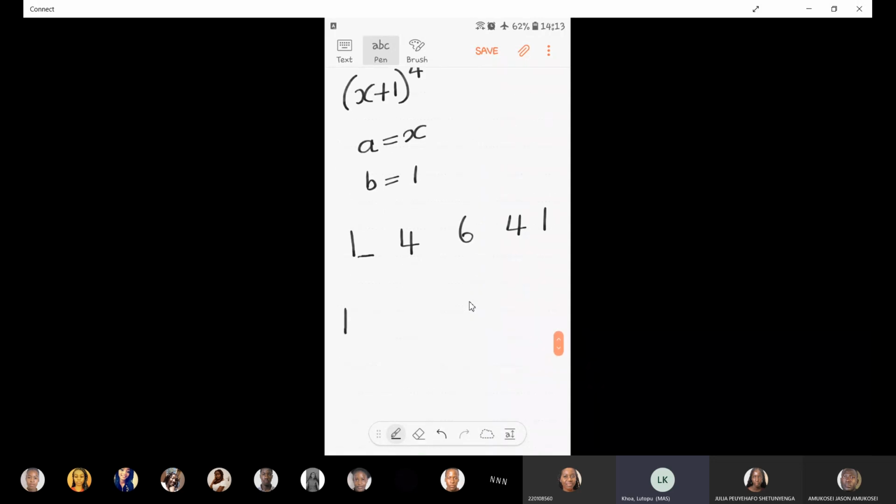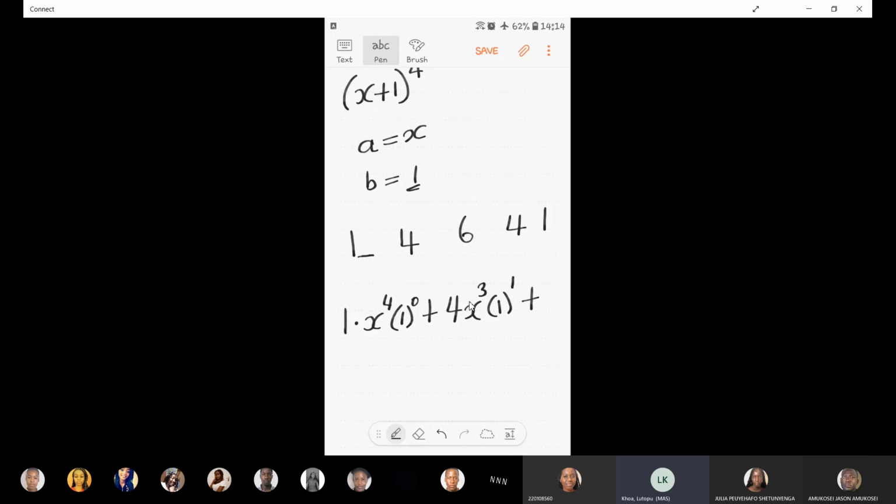So the first one, I will say 1 multiplied by my a, which is x to the power of 4, and then my b, which is 1 to the power of 0. Notice that these two add up to 4. Then the second coefficient is 4. Then I put my a, which is x to the power of 3. It must decrease, goes 4, then 3. And then I have 1 to the power of 1. The powers of my b, which is equal to 1, are increasing. They start from 0, now it's 1.